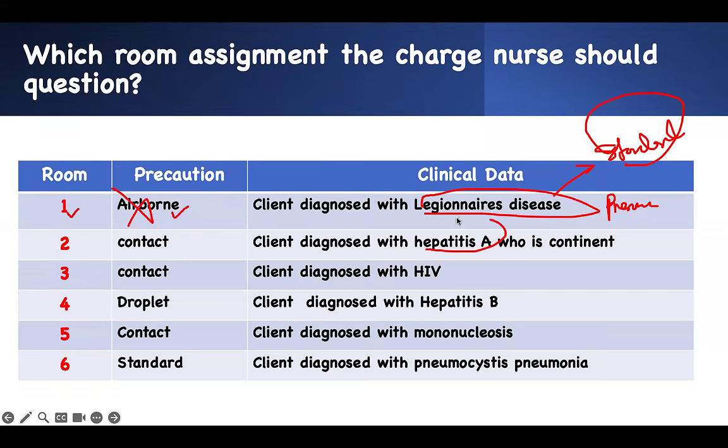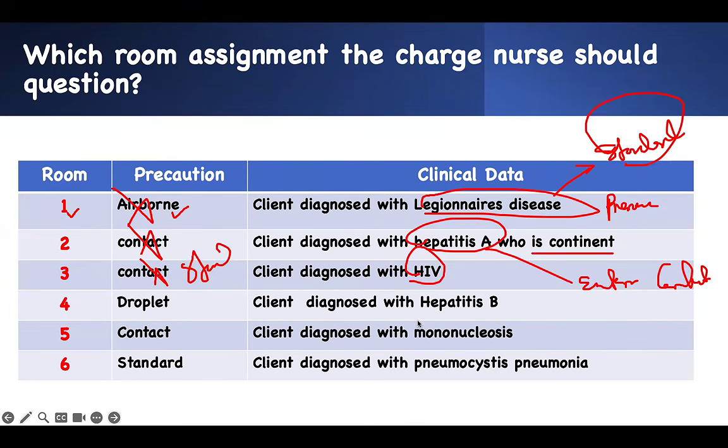Client diagnosed with hepatitis A, who is continent. Hep A is enteric. All enteric are contact. But this guy is continent. He can go to the bathroom and ease himself. Therefore, he should not need any contact precaution. It should be standard precaution. Client with HIV, it's not infectious unless you're doing something with them. So that's not something we want to do, and therefore, this should be standard precaution.